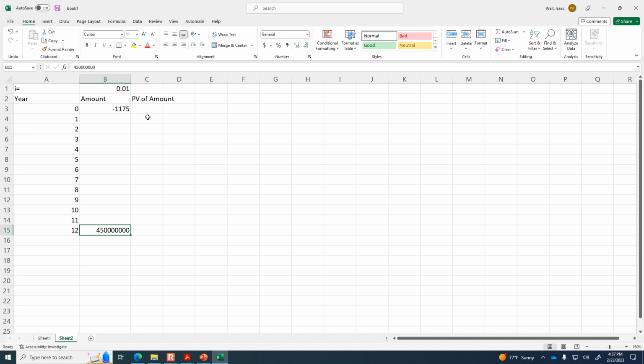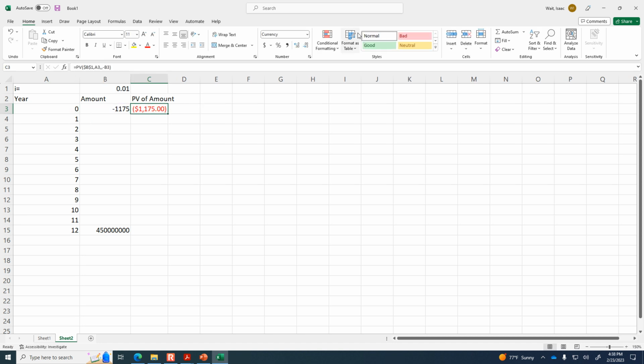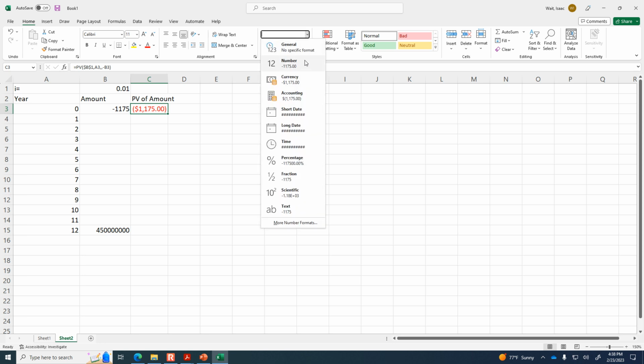It's using scientific notation because it's so much money. Equals PV of at the rate. Oh, I need to anchor that. N. Okay. Amount.